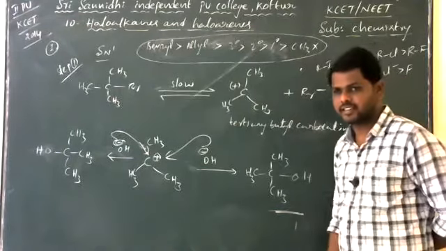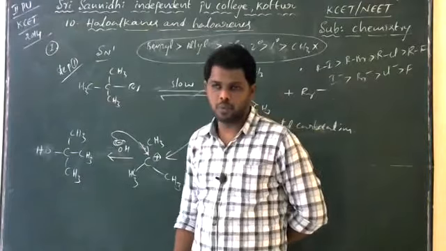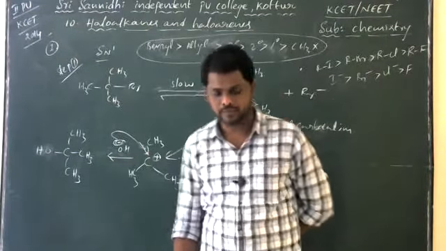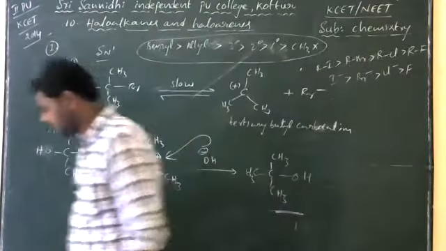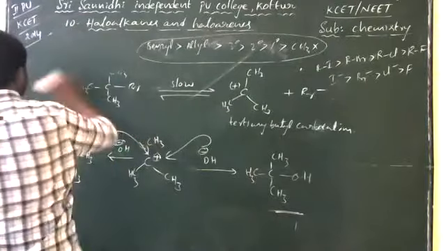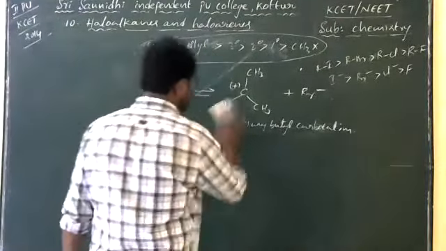So the SN2 mechanism takes place through inversion, and SN1 through a racemization process also. So this is the complete information about SN1 and SN2. According to the question, if any question is asked, you have to answer accordingly.